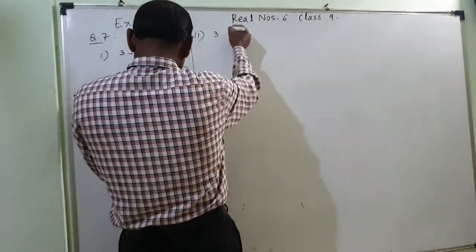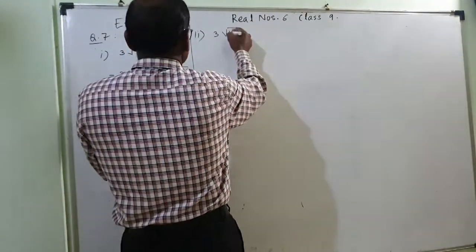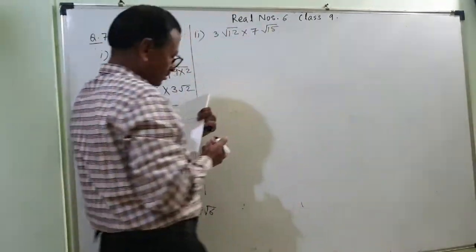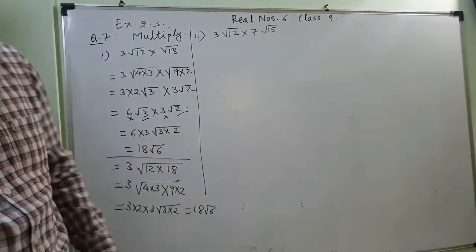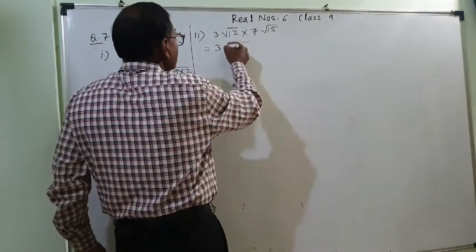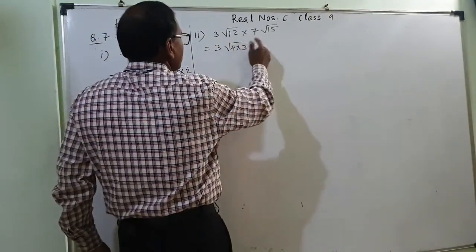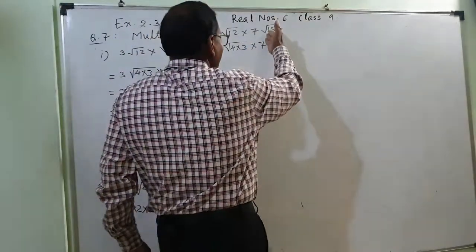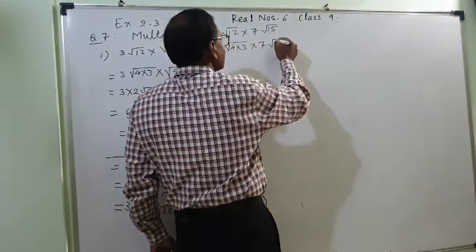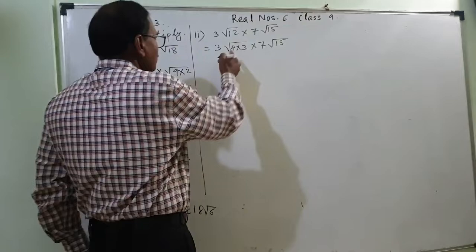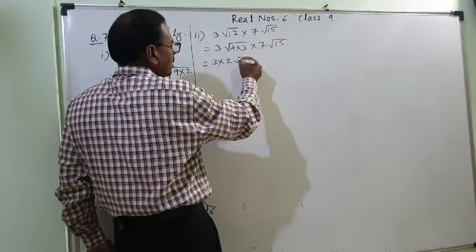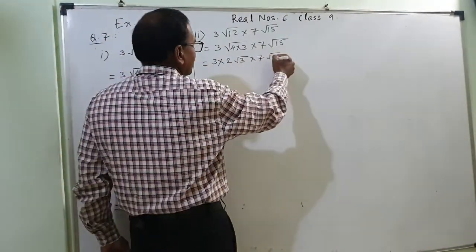Three root 12 into 7 root 15. So here, this 3 into, this is 4 into 3 that I know, into 7. Now for this it is of no use. It will be 5 into 3. What is the use of this? I will write like this. Now this will be 3 into the square root of 4 will be 2, root 3 into 7 root 15.